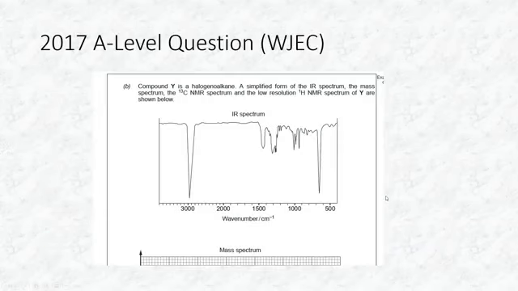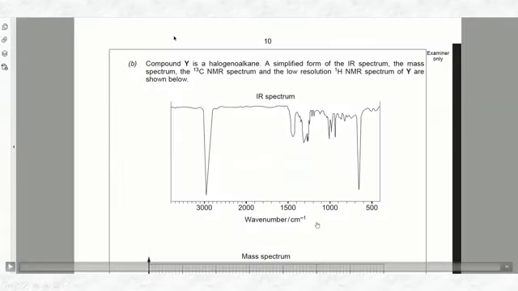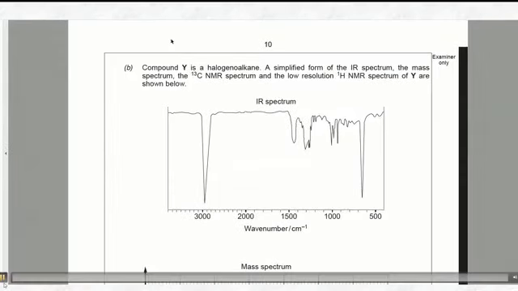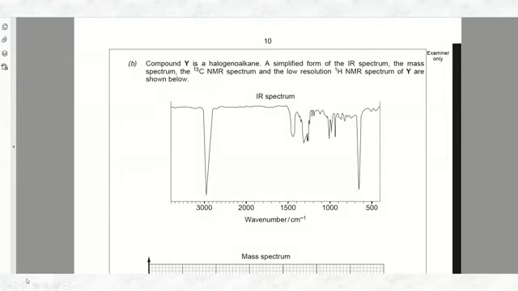Okay, so now we're going to look at an example question. And this one was actually sent to me by someone who was struggling a little with this. So this is a 2017 question from an A-level paper. I'm going to look at it a little more closely. So the question is saying, compound Y is a halogenoalkane. So a simplified form of the IR spectrum, the mass spectrum, the carbon-13 NMR and proton NMR of the compound are shown. Notice they're simplified.